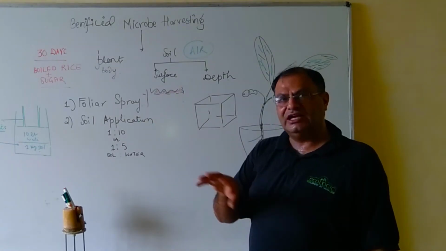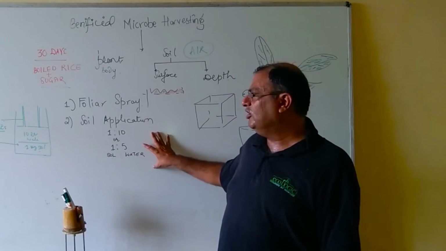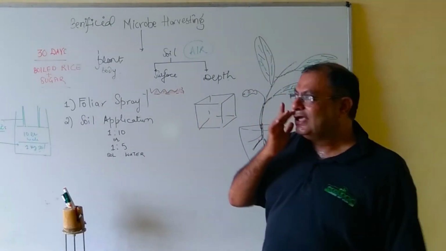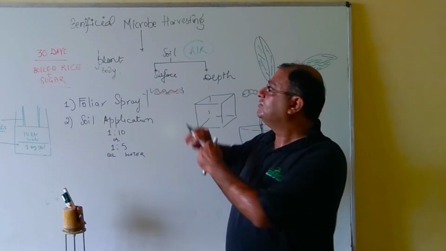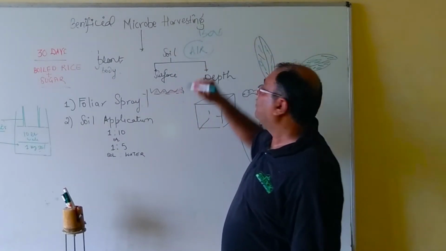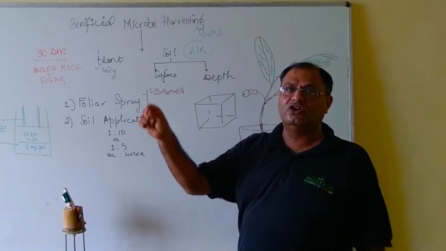So we can use that as a foliar application as well as a soil application. What we are doing is making a micro harvesting box. How is this box made? It's a small box having a lot of holes.